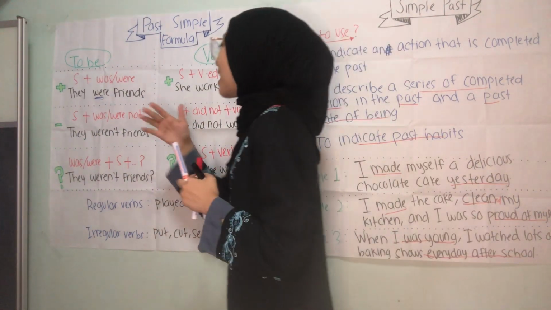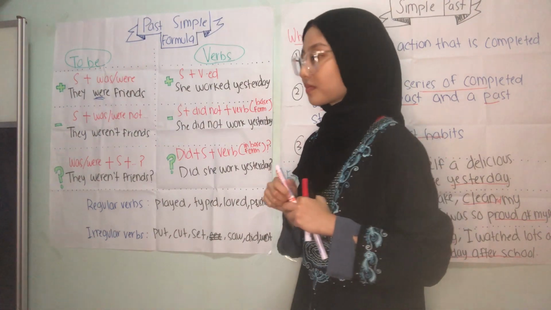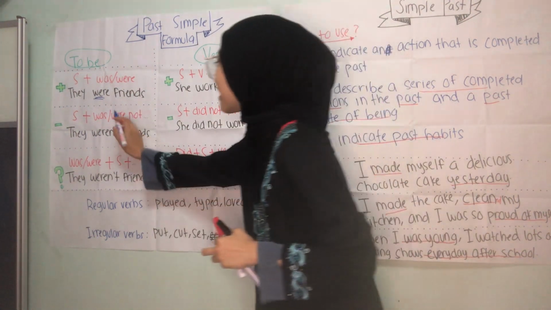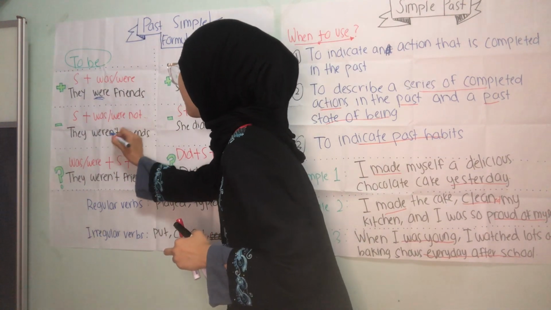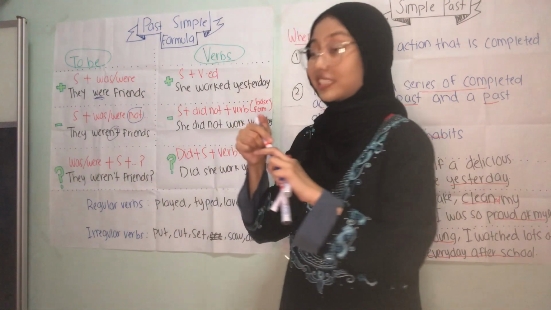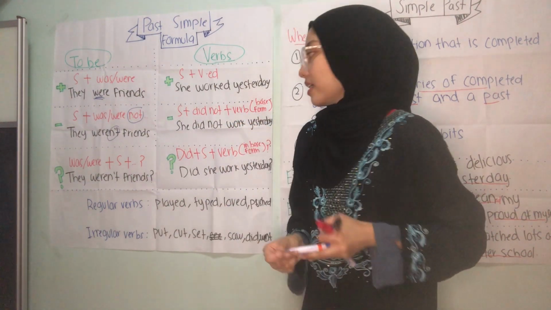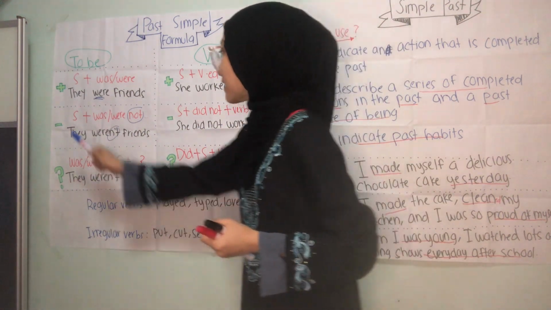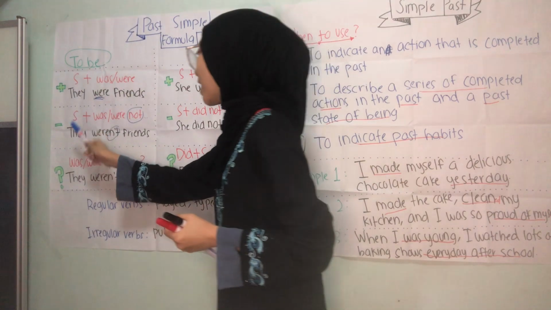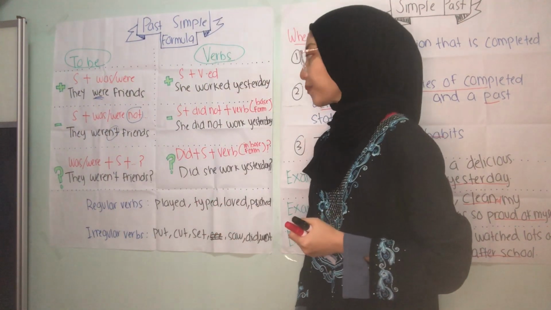Can you spot the difference between these two? Yes, the existence of not over here. So it is in a negative form. The formula again: subject plus was or were, and then not. So it becomes they were not friends. Do you understand? Yes.